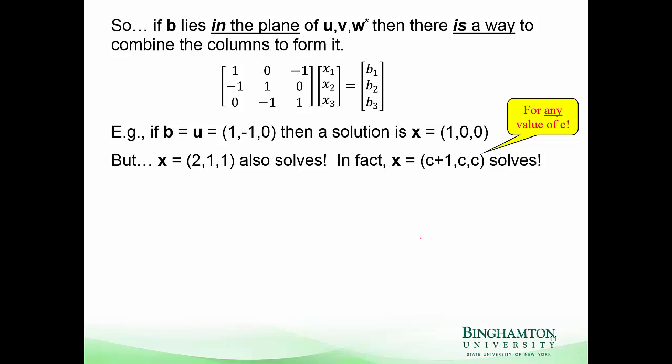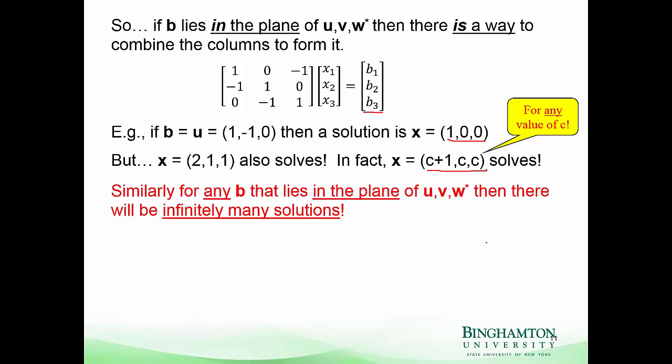if x is equal to c, c, c, it gives us 0, 0, 0 after being multiplied by the C matrix. So any x vector that maps to 0, 0, 0 can be added to this solution, and we'll also solve this. You can double check that. And we'll explore these ideas deeper as we go in. We're just creeping up on this. But this says that there are infinitely many solutions for any vector b that lies in the plane in which u, v, and w star lie.